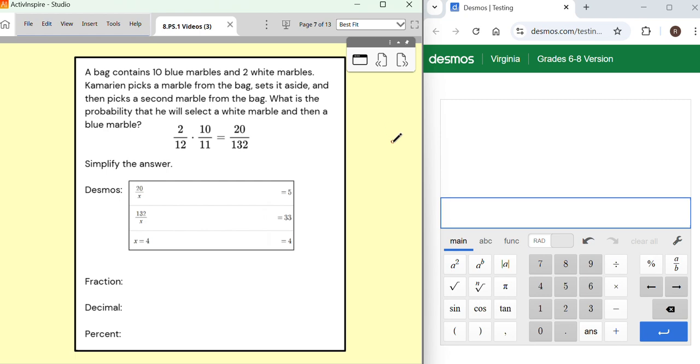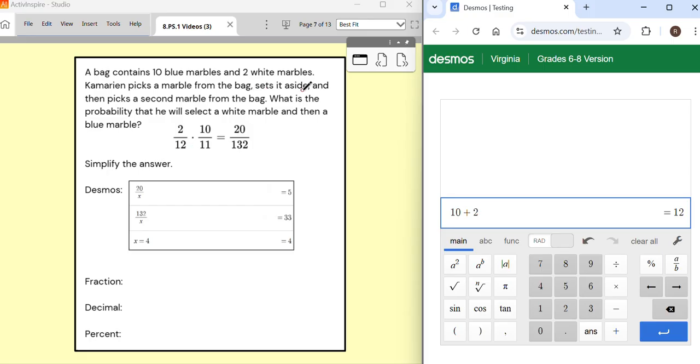A bag contains 10 blue marbles and 2 white marbles. Kamarian picks a marble from the bag, sets it aside, and then picks a second marble from the bag. What is the probability that he will select a white marble and then a blue marble? Well, we know he's choosing twice right here. And if we have 10 blue marbles and 2 white marbles, of course, we start with 12.